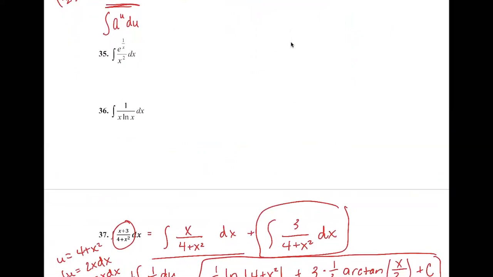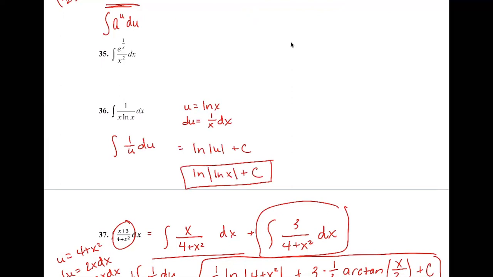So what is your u on that one? It's just ln of x, right? Yep, ln of x. du is 1 over x dx, which you have there. So this is really the integral of 1 over u du, which is really the ln of u plus c, which is the ln of x plus c. Okay, I wanted to make sure I was doing it right. Yep.